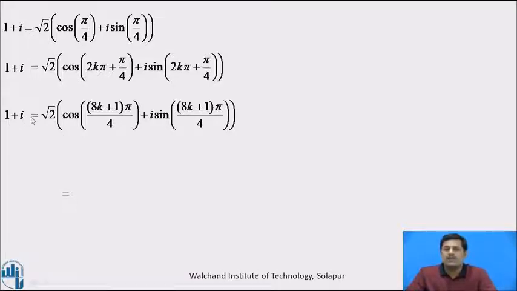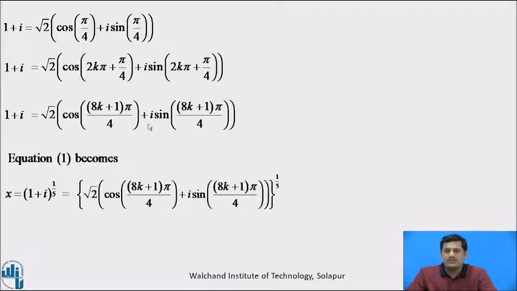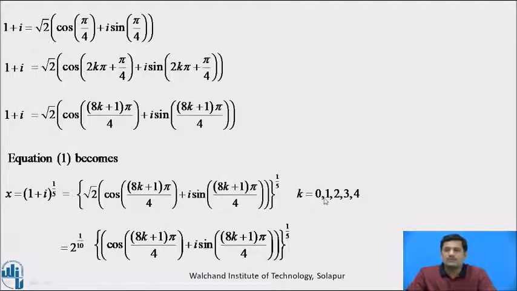Now substituting the value of 1 plus i in equation number 1, we get x equal to (1 plus i) to the power 1 by 5 equal to the right hand side whole power 1 by 5. Taking separate powers of root 2 and this bracket, root 2 means 2 raised to 1 by 2, raised to 1 by 5 is 2 raised to 1 by 10, and into it the 1 by 5th power of this bracket. Obviously k runs from 0 to 4 as we want the fifth root.